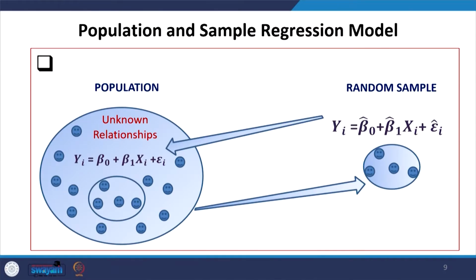Now, here we are presenting a difference between the population and sample regression model. In the population, we have written the equation capital Yi equal to beta naught plus beta 1 xi plus epsilon. From here a random sample is taken. That random sample is going to give you sample data, a sample series of data.